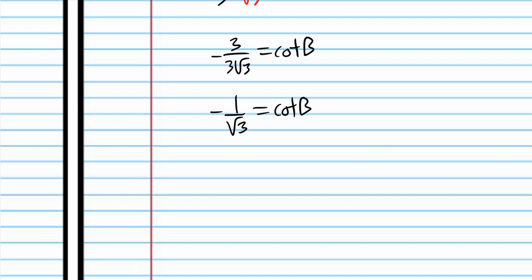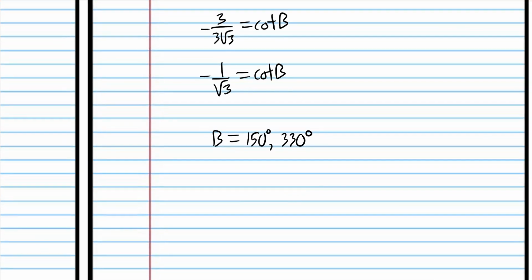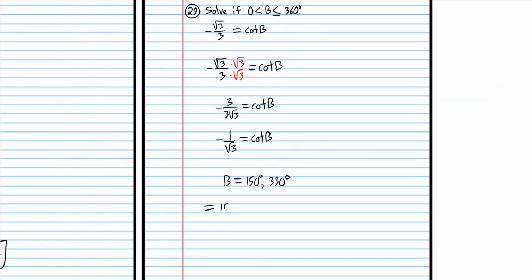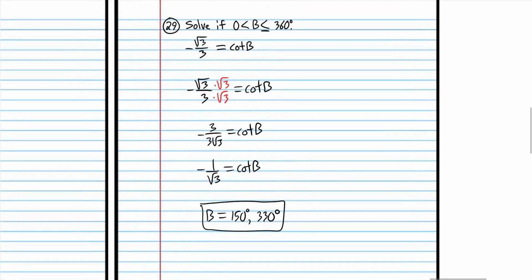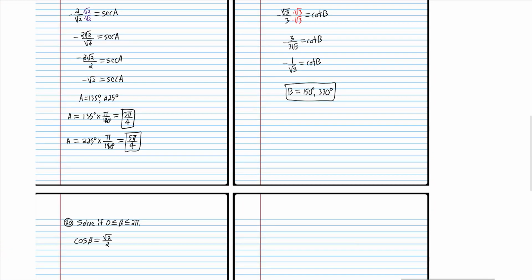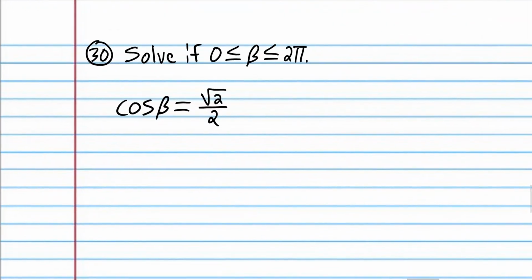And it's negative, so we're going to be in the second and fourth quadrants again. So B is equal to 150 degrees and 330 degrees. We seem to be getting those angles a lot. Those are the actual answers. We don't have to convert to radians. So if you got that right, excellent. Okay, try one more of these problems. You're going to need to write your answer in radians. When you come back, we'll do it together.